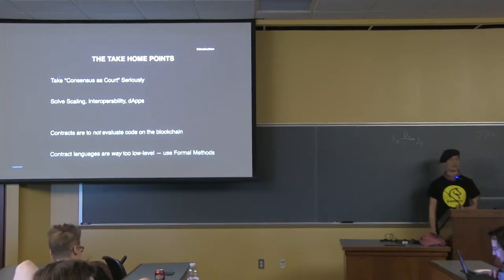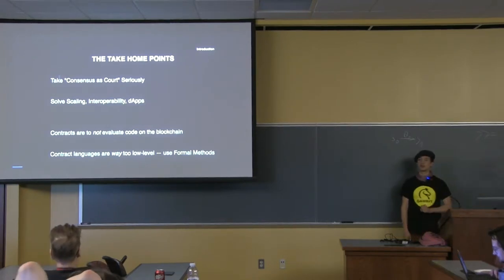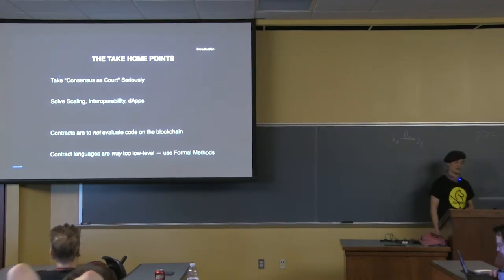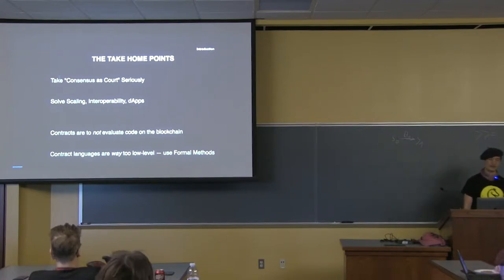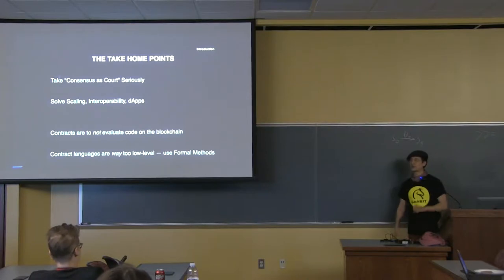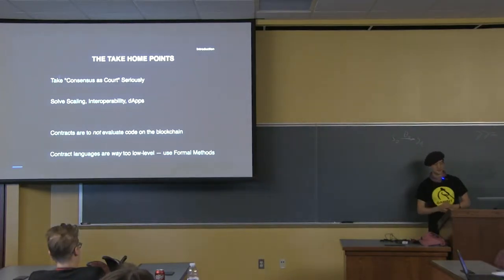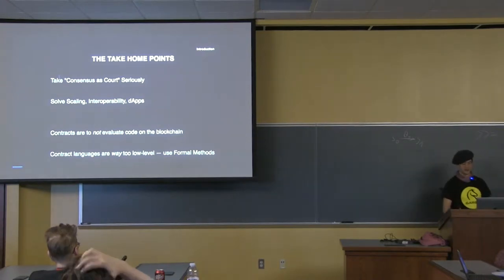My second point is that contracts are to not evaluate code on the blockchain. If you think that contracts are to evaluate code on the blockchain, you are misled. And also that current contract languages are way too low level. Even those that use functional programming that are great and much better than those that don't, they're still way too low level and you must use formal methods.